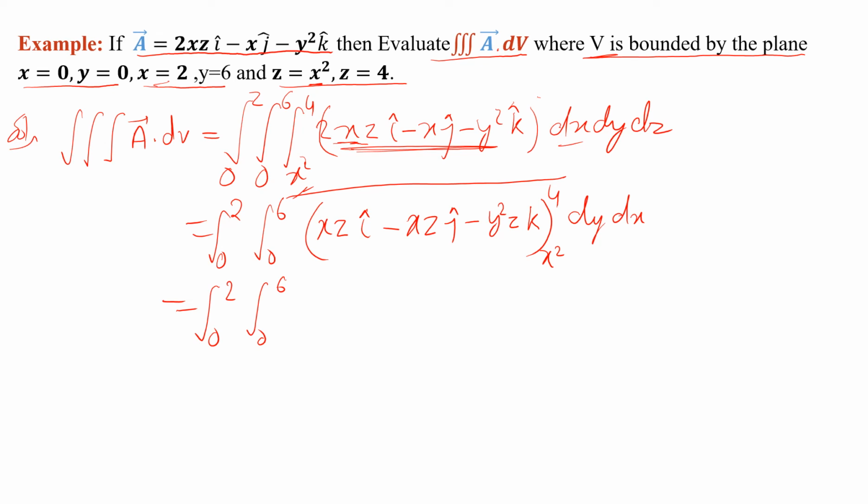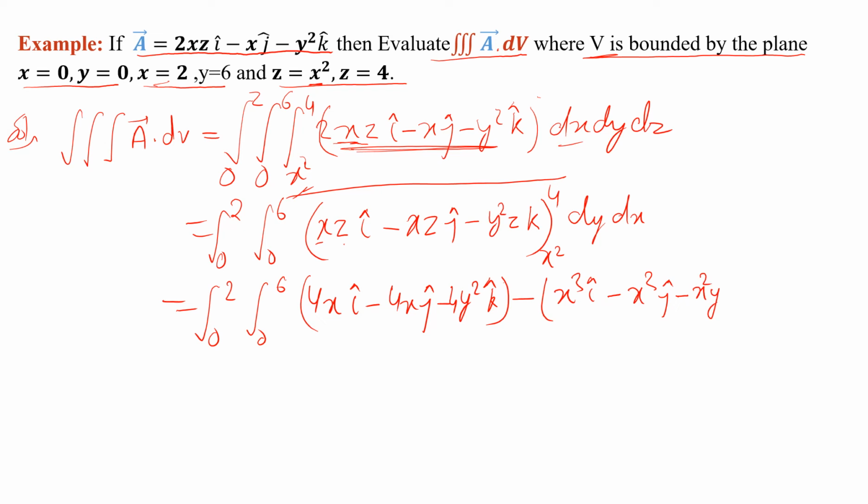We put the upper limit first: 4x i minus 4x j plus 4y² k, and minus the lower limit, that would be x·x² i, minus x·x³... that is x³ i minus x³ j plus x² y² k, and we write dy dx.